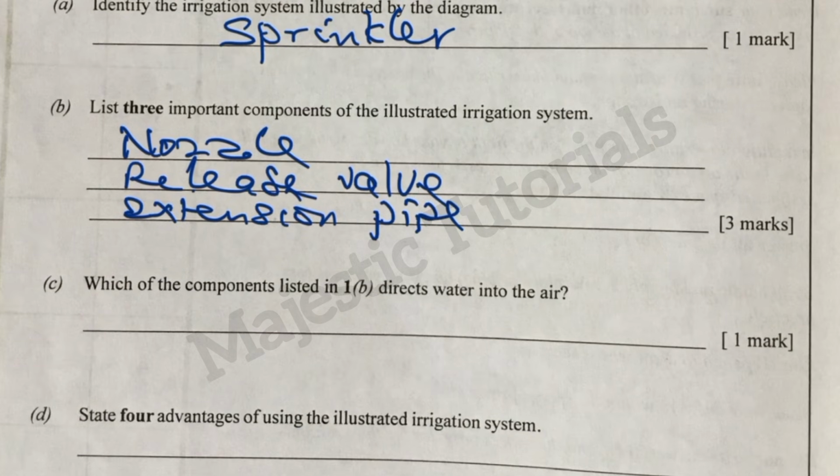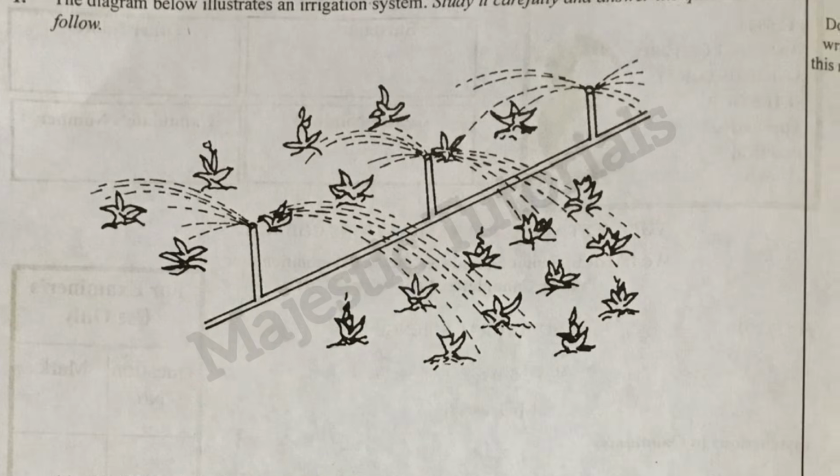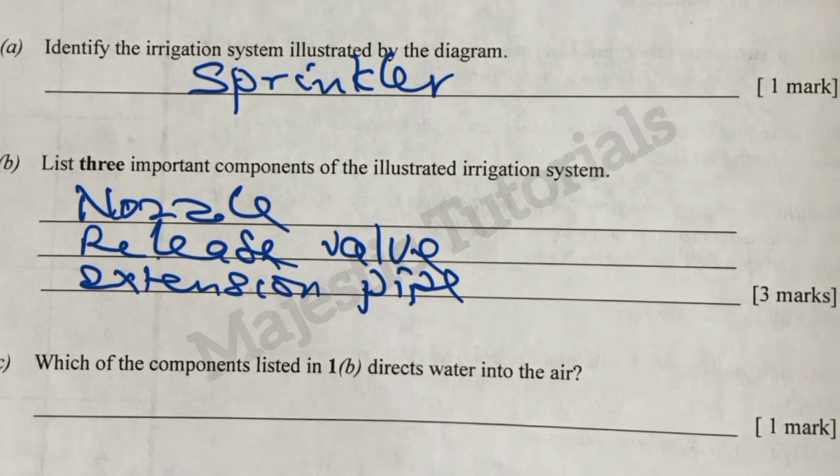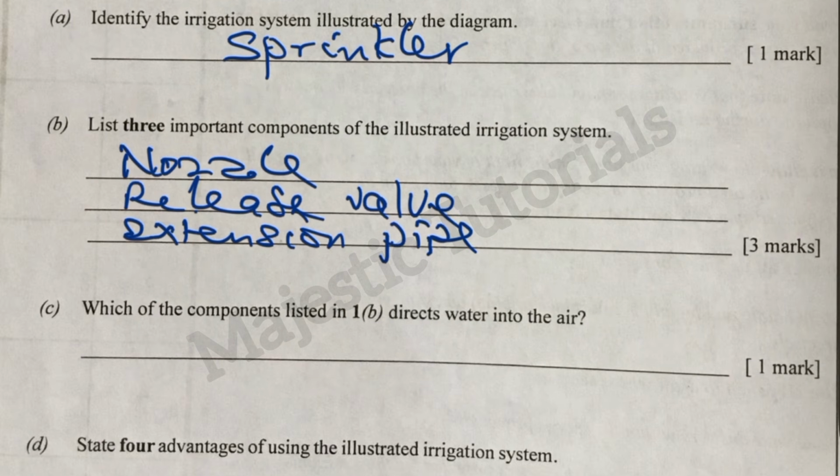C question. Which of the components listed in B directs water into the air? We go back. You find that this is where the water is being directed into the air. And it is the nozzle, which we gave as number 1. So the answer, they say which component listed above. So you say nozzle.